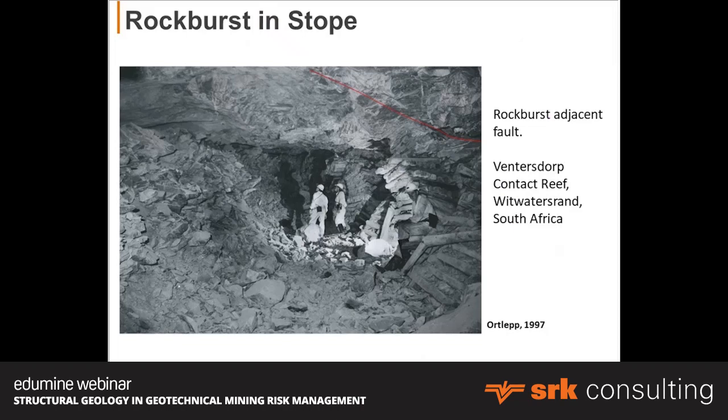If there's a structure, this is what can happen. You can get a rock burst. Extensive damage. Even small faults can cause a kilometer of damaged infrastructure. This is a very costly thing. So it's something that you need to understand and to model. And you need to understand where the structures are, what their orientations are, and what their properties are.